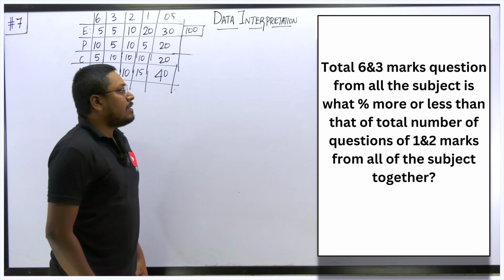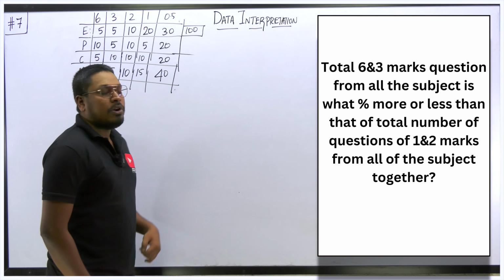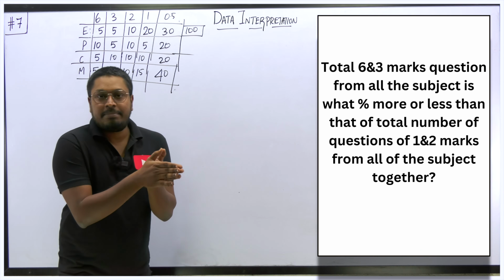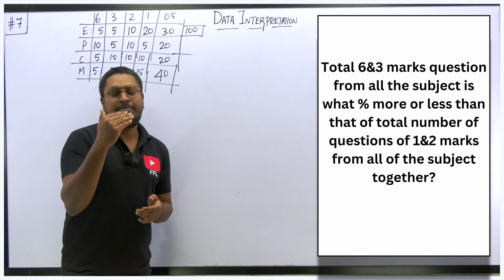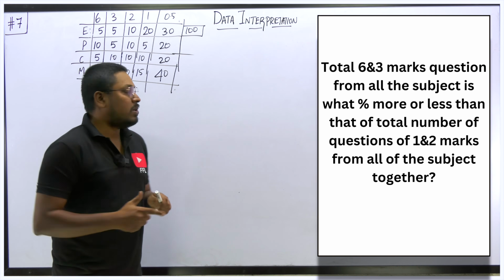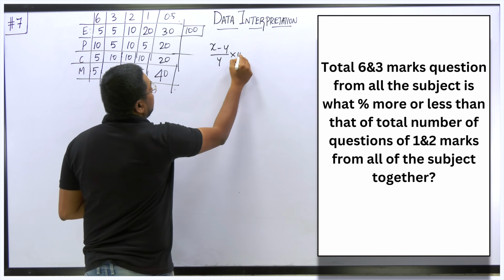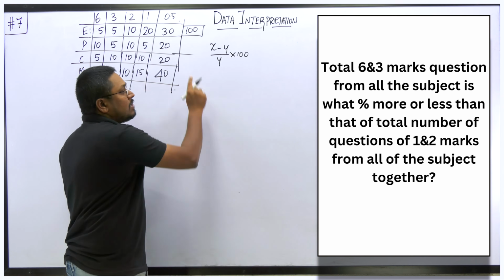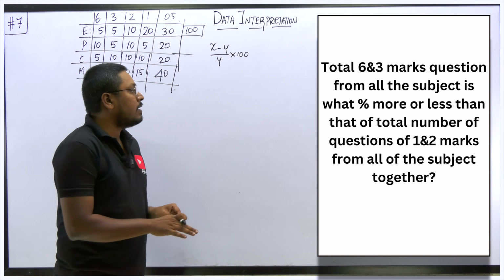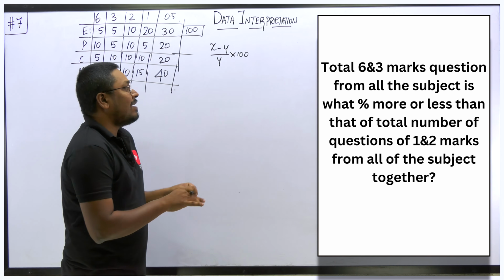So here is the third question. Total 6 and 3 mark questions from all the subjects is what percentage more or less? If it is just what percentage, the formula will be x by y into 100. But here the question is what percentage more or less. So if it is more or less, the formula will be x minus y divided by y into 100. So this will be the formula, right? So here our target is to find the total number of questions of 6 mark and 3 mark is what percentage more or less than the total number of questions of 1 and 2 mark, right?